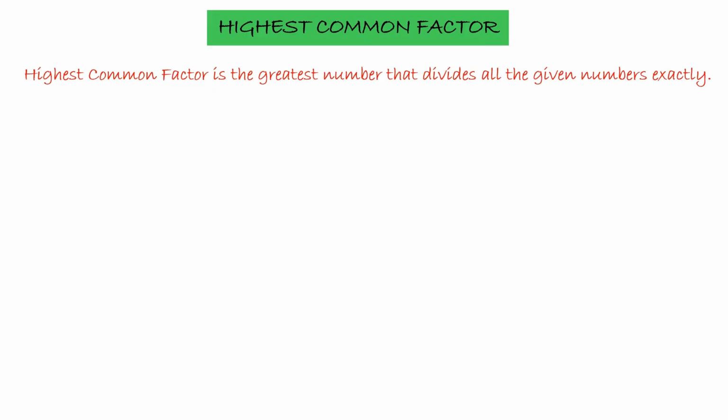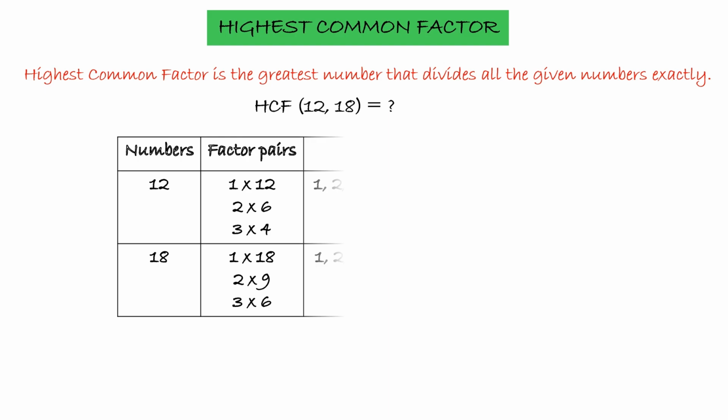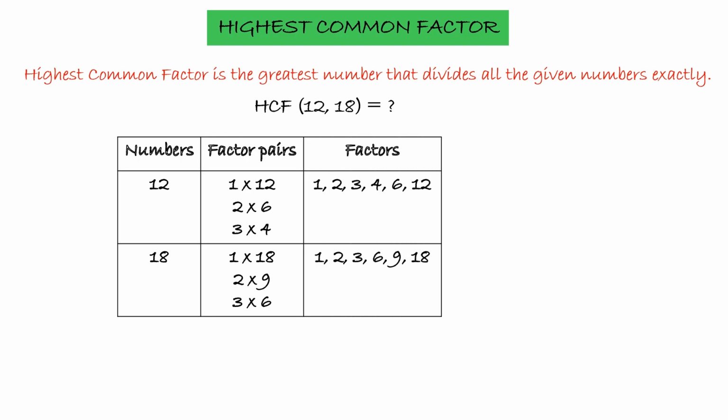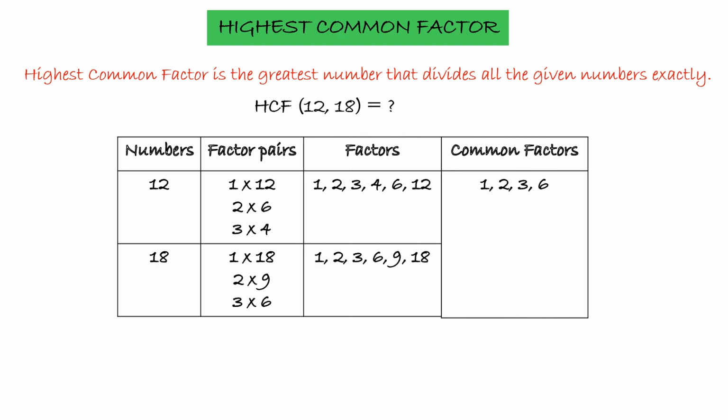So, to find the HCF of given numbers, we list their factors and choose the greatest factor common to all of them. Let's find the HCF of 12 and 18. First, we write down all the factors of 12 and 18. From these, the greatest factor common to both numbers is 6. So, HCF of 12 and 18 is 6.